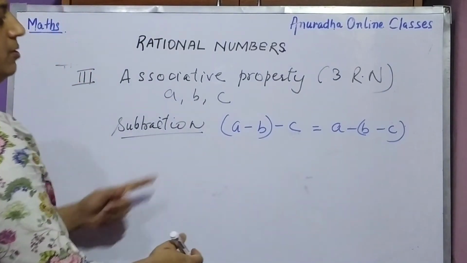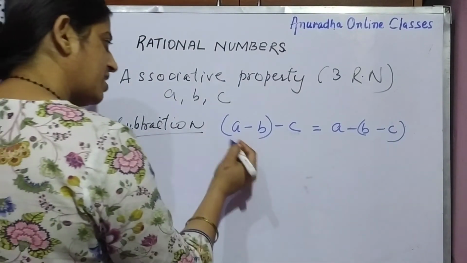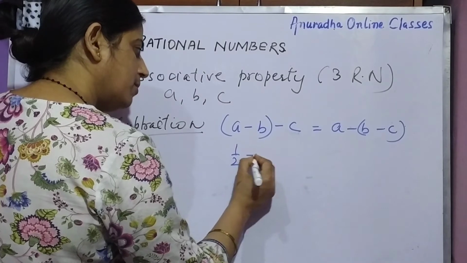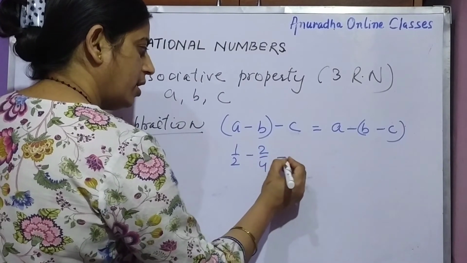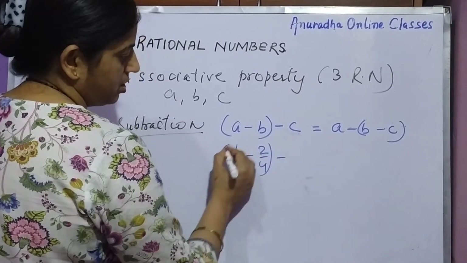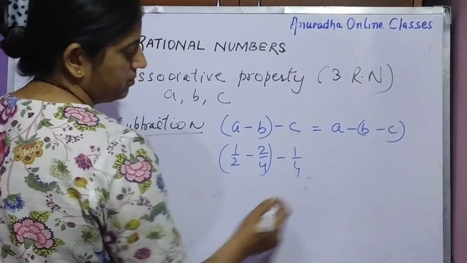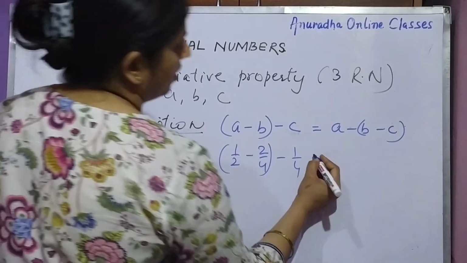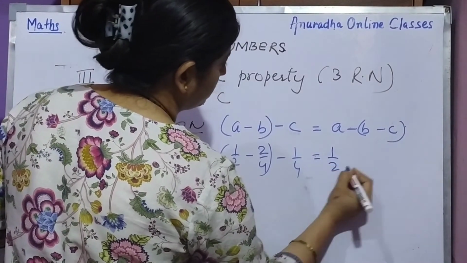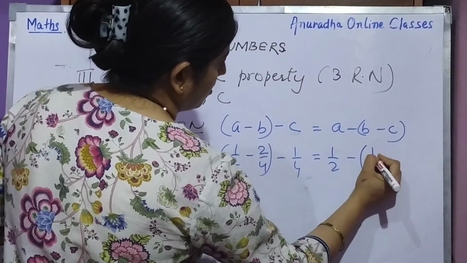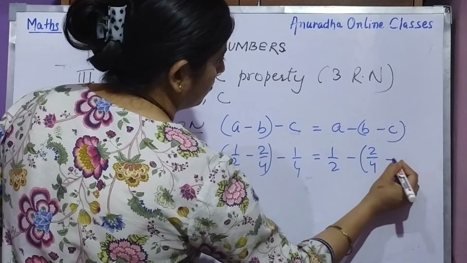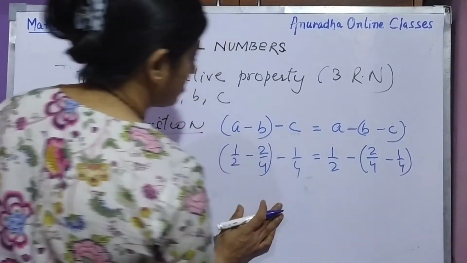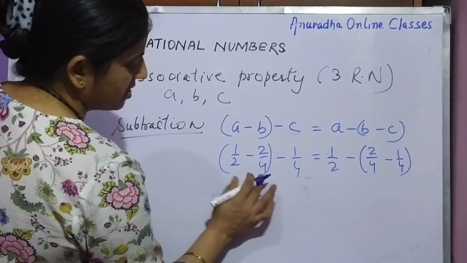Okay, so let us see this one. 1 by 2 minus 2 by 4 and minus let us take 1 by 4. Okay, here now 1 by 2 minus 1 by, not 1 by, this is 2 by 4 minus 1 by 4. Right? Now this one LCM लेंगे.